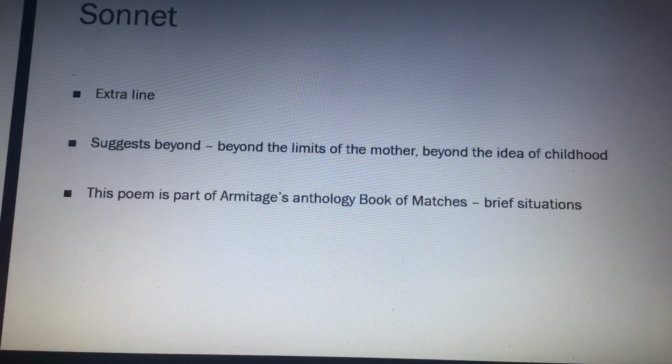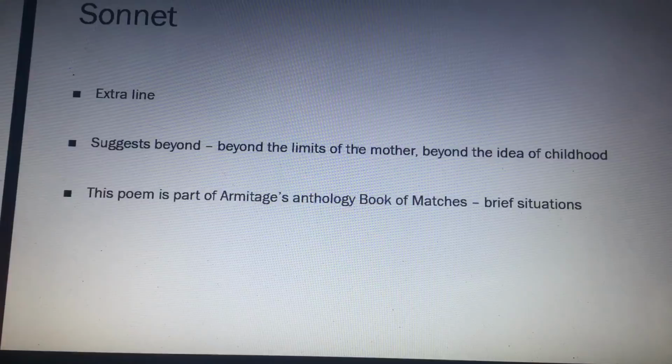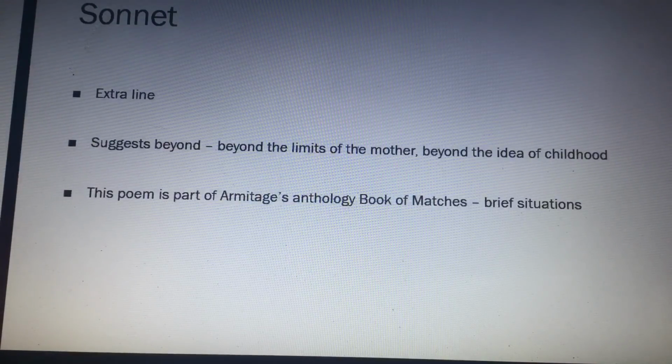It's based on the sonnet form, this poem, but it's got an extra line. So you want to think about, well, why has it got an extra line? Is it the notion of something beyond? Is it beyond the limits of the mother, in the sense that she has to let him go, and that's beyond her limits, because her limits are to protect and to care, as we just discussed? Is it beyond the idea of childhood, because he has grown up now? Is the extra line the unknown, which links to the end of the poem, fall or fly, that there's no certainty as to what's going to happen to the son?